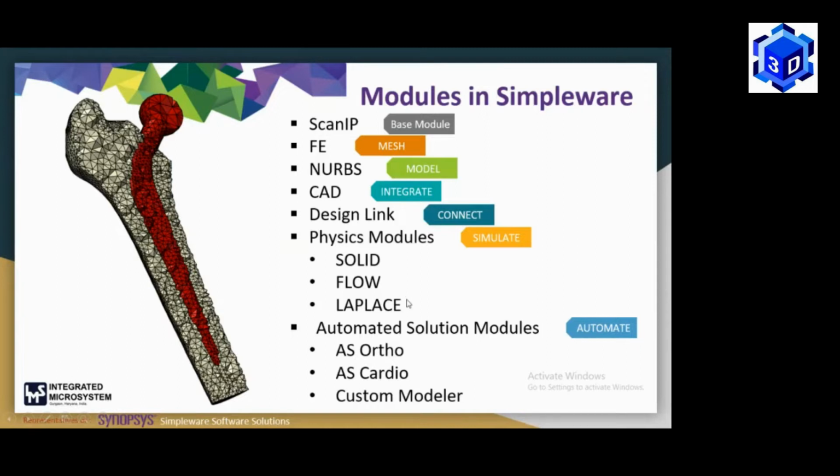And then we have a Laplace module that is used for heat flow analysis of any kind of application. And we have some automated modules: AS Ortho, AS Cardio and custom modules. These are purely meant for the automated section, that is, if anyone has a large number of import data sets, they can use the AS Ortho and AS Cardio modules.